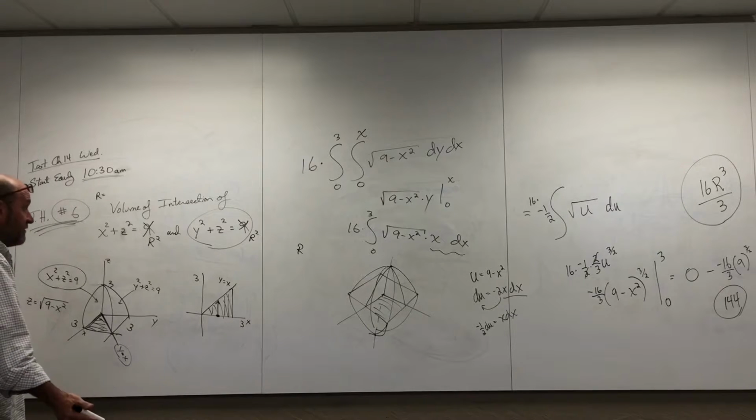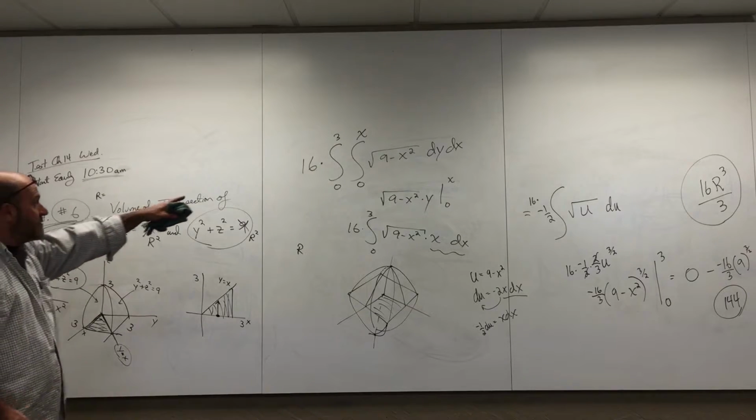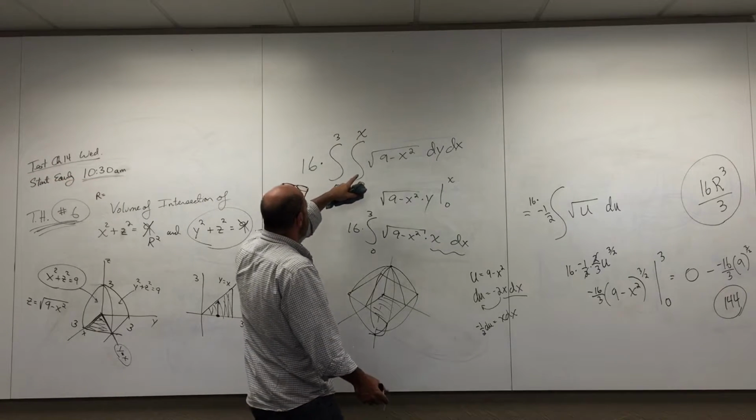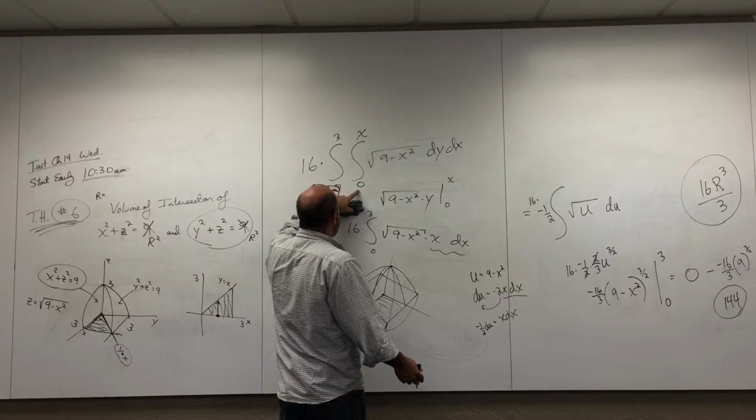Did you set up a double integral? Yes. I did the whole first octant. The inner integral was the square root of r squared minus x squared. Right. That inner integral's bounds were 0 to the square root of r squared minus x squared. And then the outer integral was 0 to r.